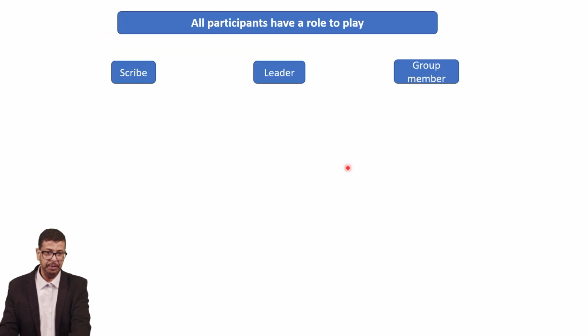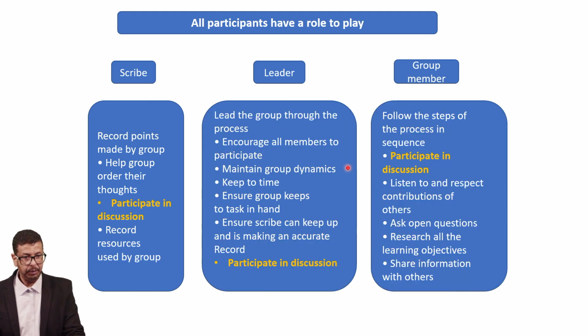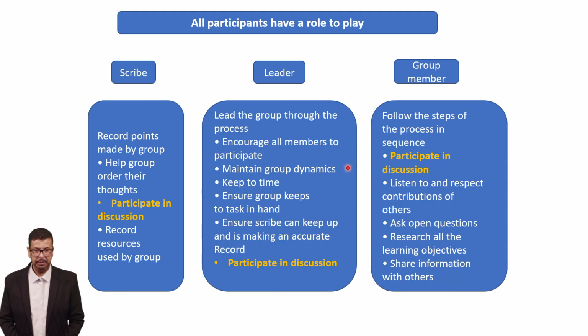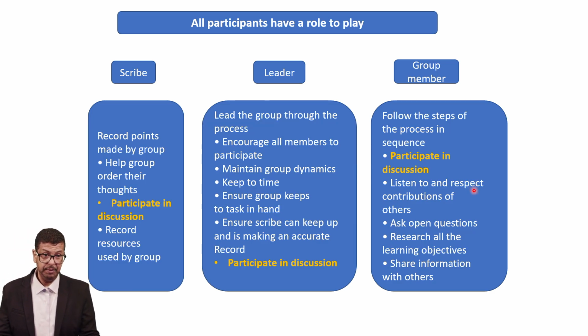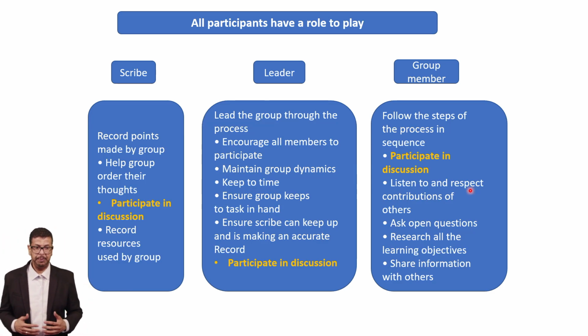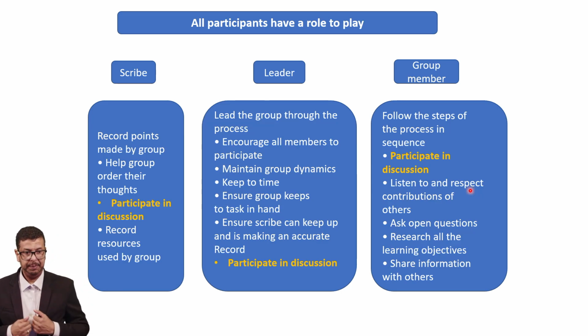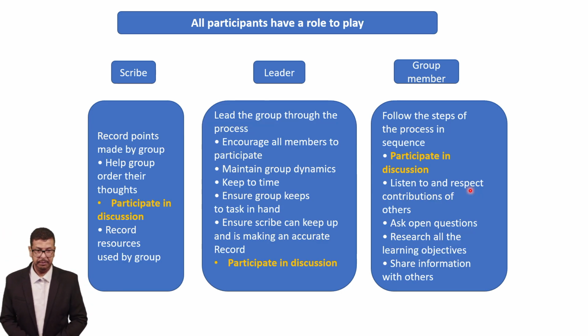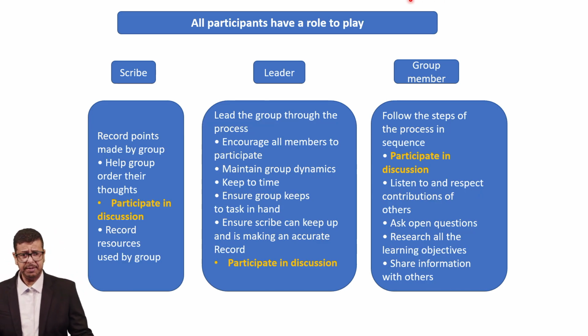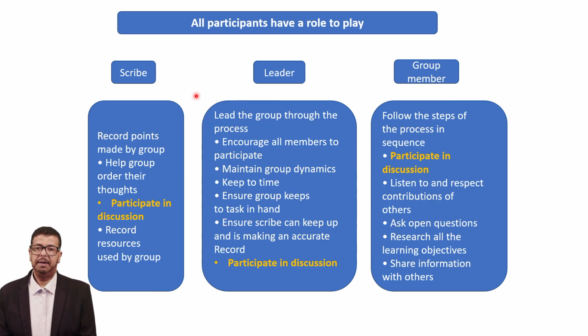Just to remind you of the previous session, the role of the leader is to lead the discussion, encourage all members to participate, maintain the group dynamics, keep to the time, ensure the group keeps to the task in hand, ensure the scribe can keep up and make an accurate record, and also participate in the discussion. The scribe's role is to record points made by the group, help the group order their thoughts, participate in discussion, and record the resources needed.